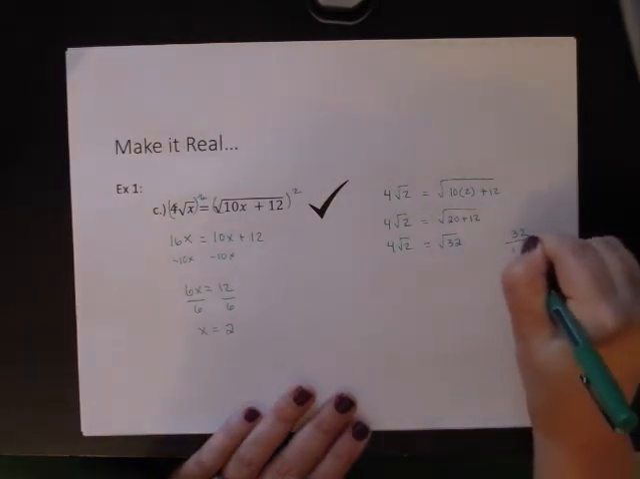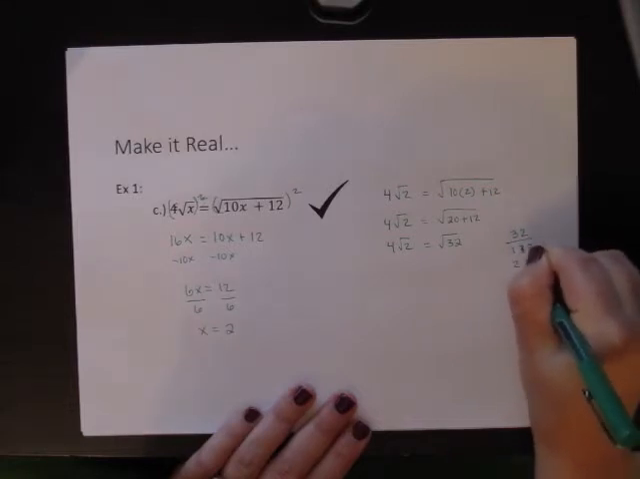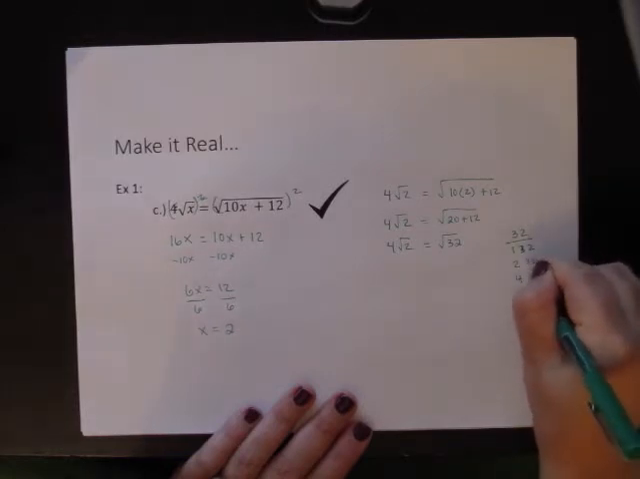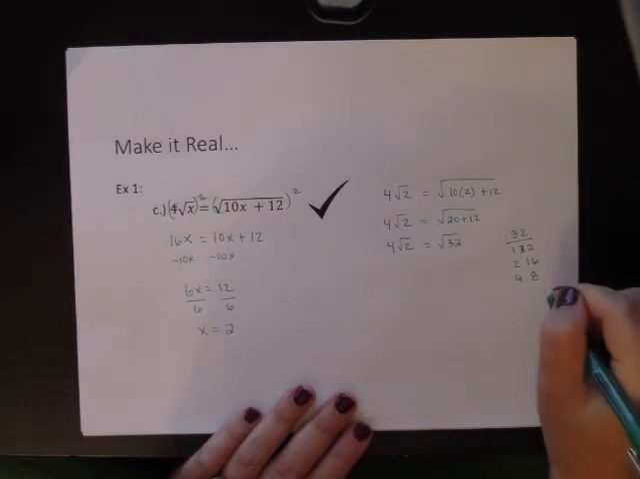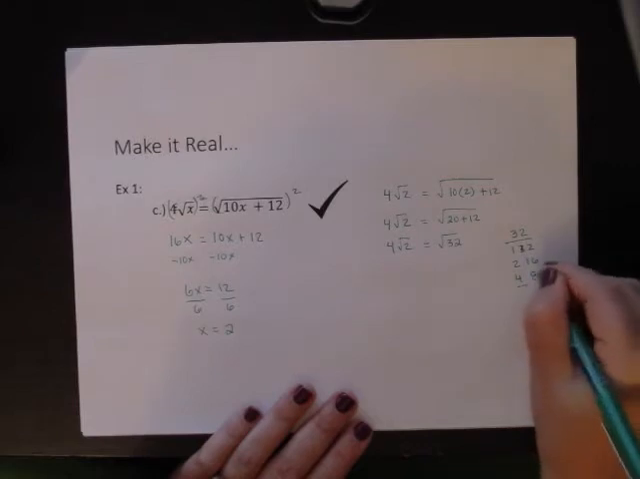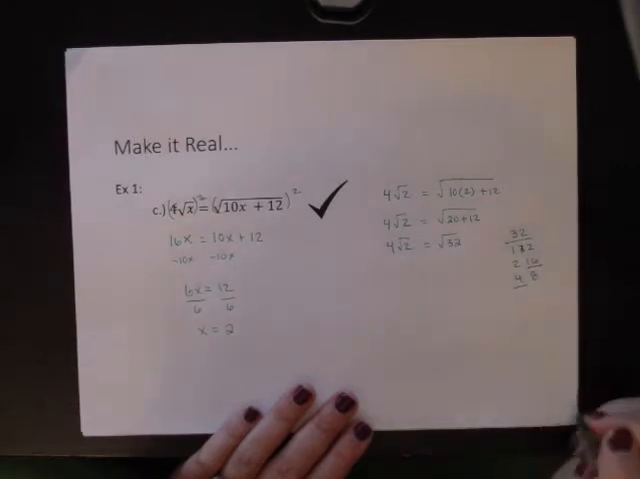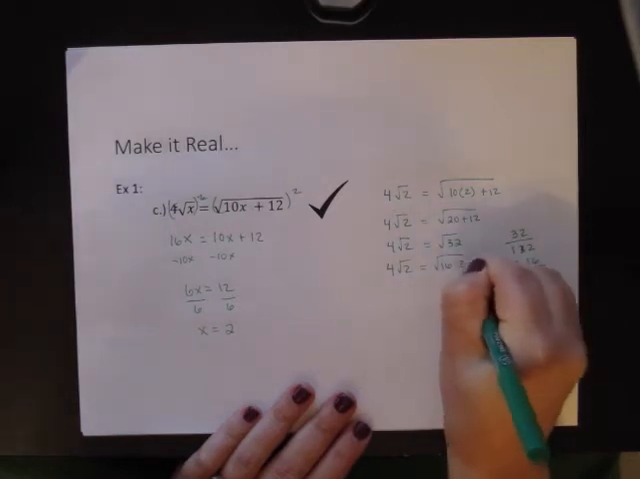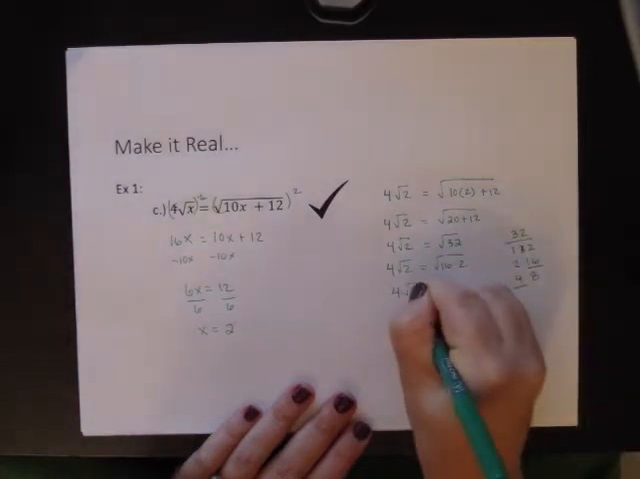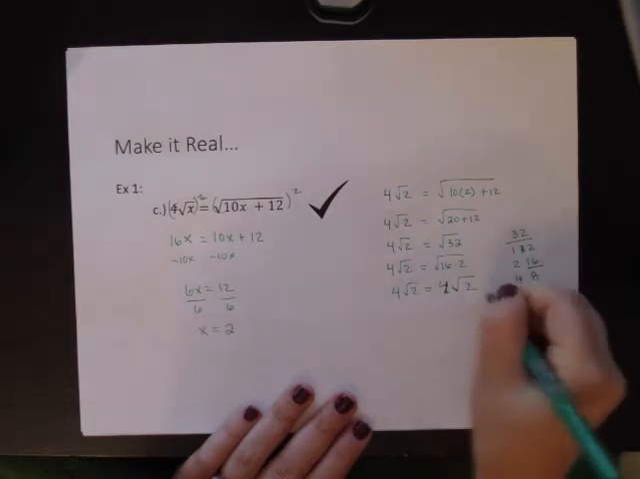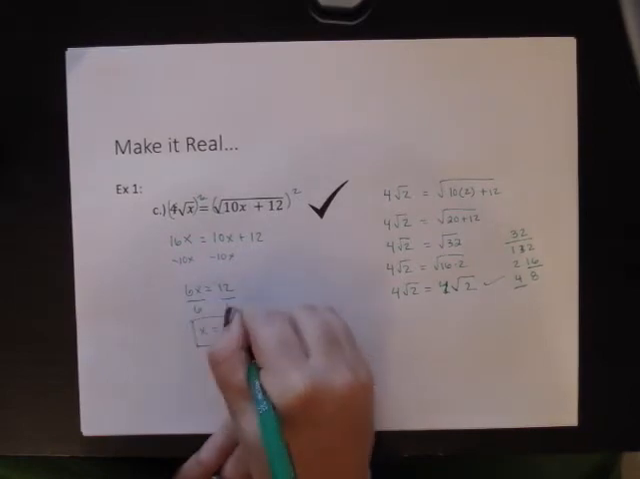So that would be 1 and 32, 2 and 16, 3, nope, 4 and 8, 5, 6. Alright, and I think that's it. So then I'm looking at my largest perfect square, which would be 16. So I've got 4 square root 2 equals the square root of 16 times 2. When I pull out the square root of 16, that would be 4 square root 2. Those two are equal to each other, so then I can come and I can box my answer.